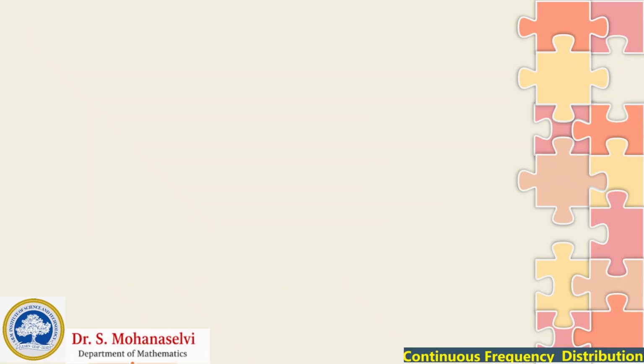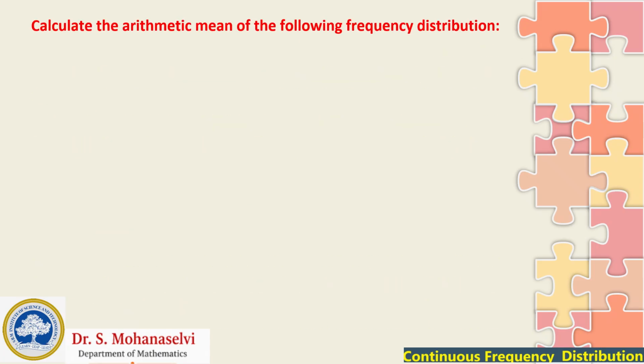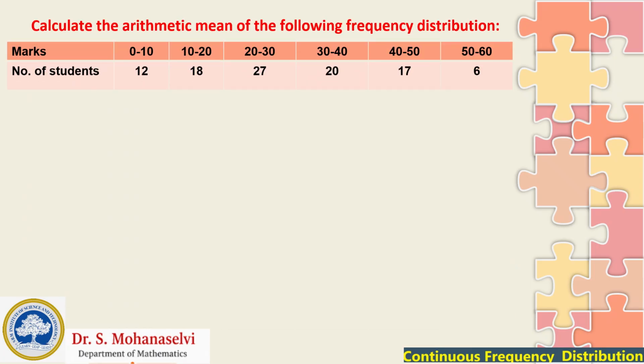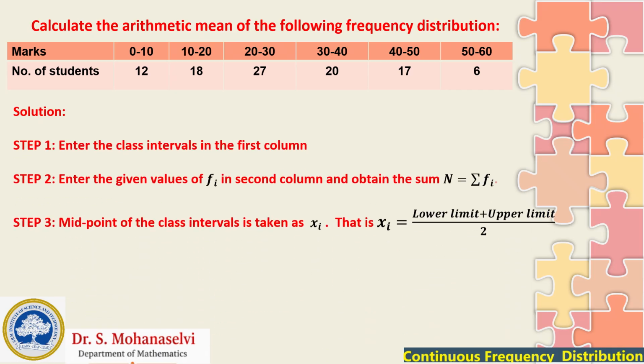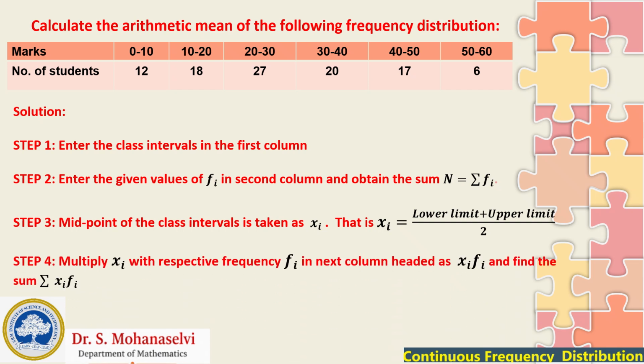Now let us calculate the arithmetic mean for the grouped or continuous data. Here the data are given in the form of class intervals instead of individual values. First we write the class intervals and their corresponding frequencies. Next we calculate the midpoint of each class interval using the formula lower limit plus upper limit whole divided by 2. Then we multiply this xi with the corresponding frequencies fi and we find the sum of summation xi fi.